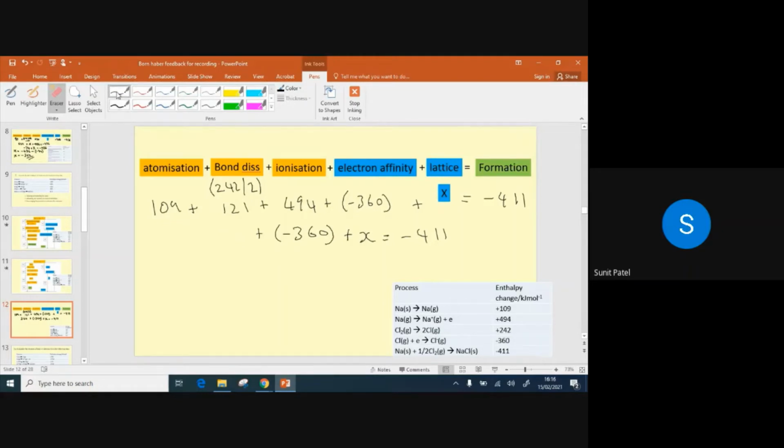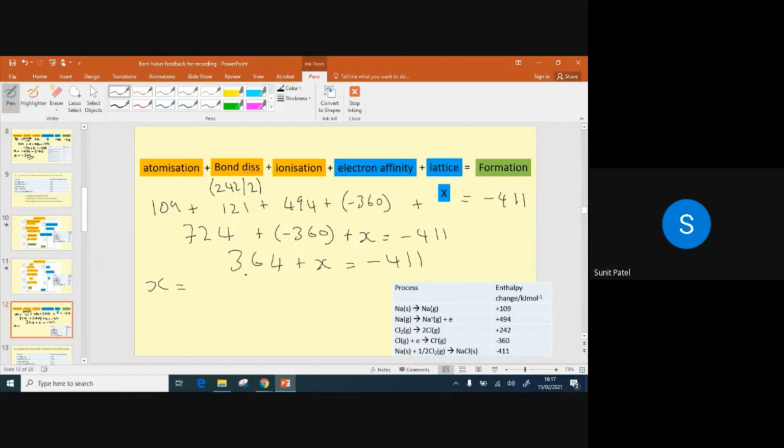Writing these things out is really, really important, because I'm rushing through this number value, and the value of actually doing this is really, really important. So make sure that you write out all that you need to. Then we'll do the next bit. We'll add this to the -360, and that gives us a total of 364 added to X is equal to -411.